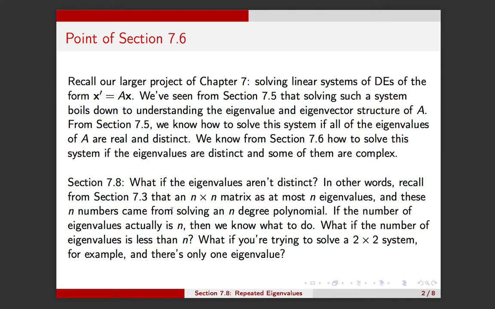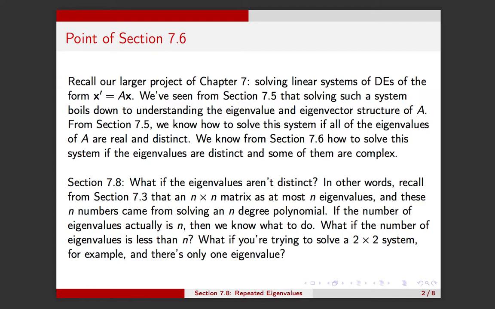Just to reset that, from section 7.3, we know that an n by n matrix has at most n eigenvalues. In all of the examples we've done so far, that at most was actually just an equal. So a 3 by 3 matrix had 3 eigenvalues, a 2 by 2 matrix had 2 eigenvalues, and so on. These values come from solving an n-degree polynomial. N-degree polynomials sometimes have fewer than n solutions, right? Like with a quadratic, sometimes you get just one solution that's repeated twice.